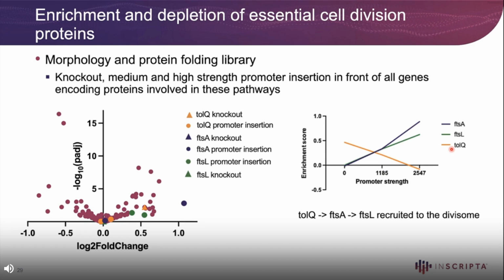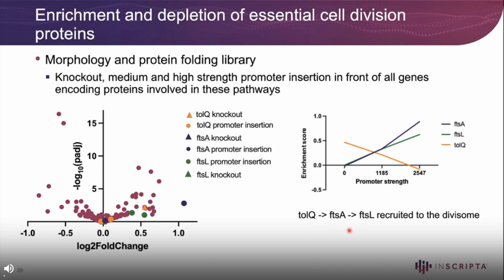And then for TolQ, we actually see the opposite. So there's a decent amount of enrichment in the TolQ knockout. And then as the promoter strength is increased, the enrichment drastically drops off in the population. And shown here again is the order in which these proteins are recruited to the cell division machinery.